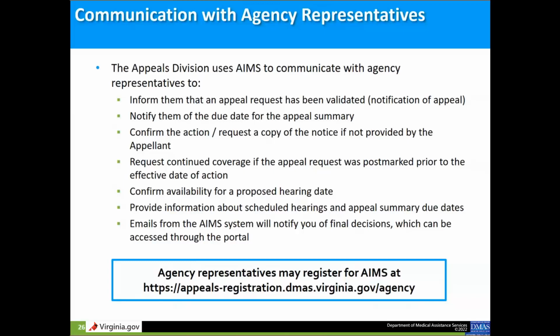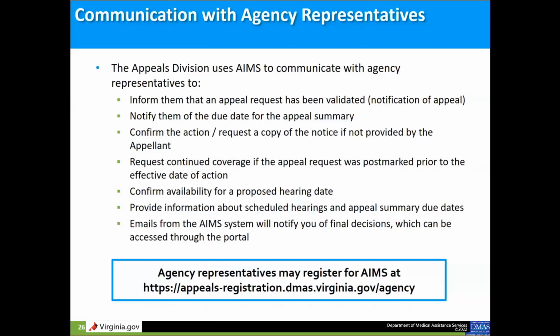You must also create a new notice of action to inform the appellant that their coverage has been continued solely for the purpose of the appeal. This avoids confusion as to why the reinstatement action has been taken. You must also send a copy of the notice to the Appeals Division.